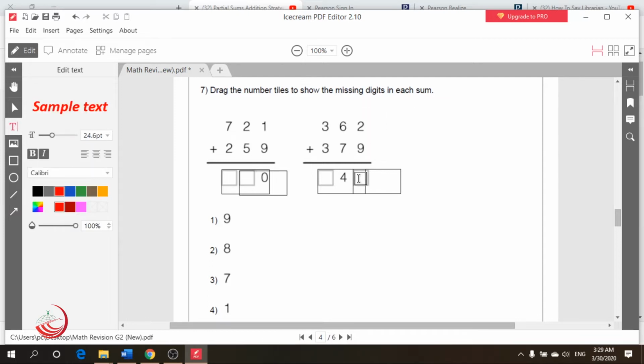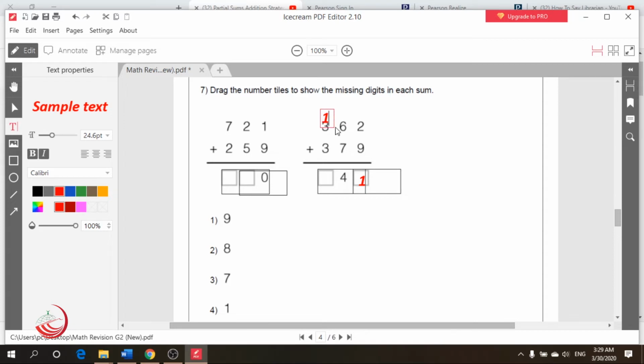2 plus 9. Muhammad Rifai, can you tell me 2 plus 9 equals what? Excellent. It will be 11. Now let's go to the tens. 6 plus 7 equals 14. Excellent. But teacher, he didn't put the 1 here. So we will put it.